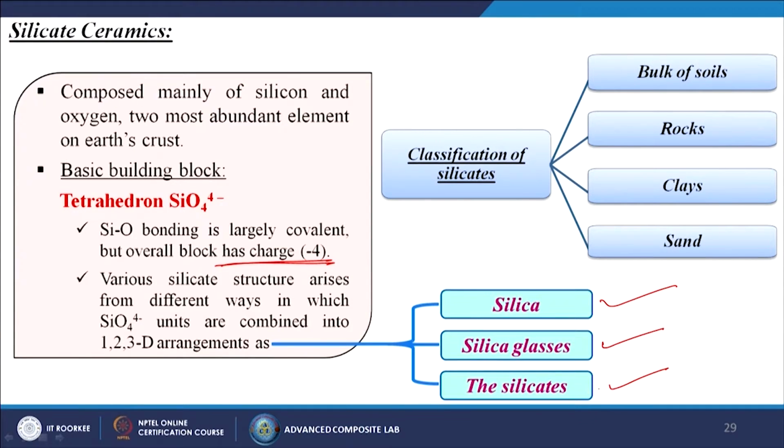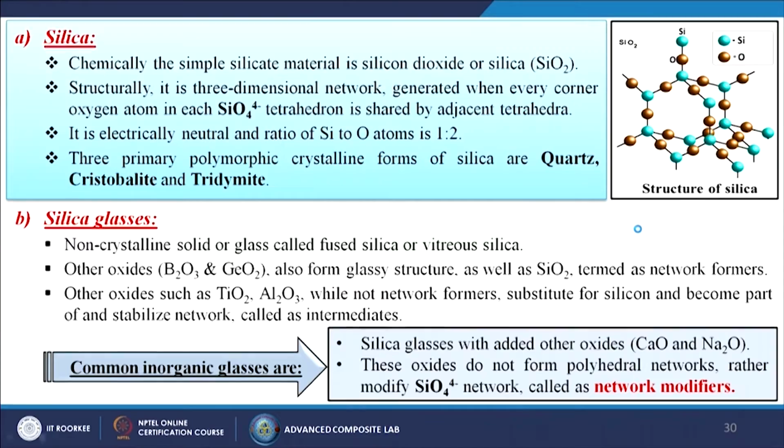So, what is the classification of silicates? Generally the bulk of soils, rocks, clays and sands. So, generally these types of silicates we are seeing in day to day life. What is silica? Chemically the simple silicate material is silicon dioxide, or silica, SiO2.